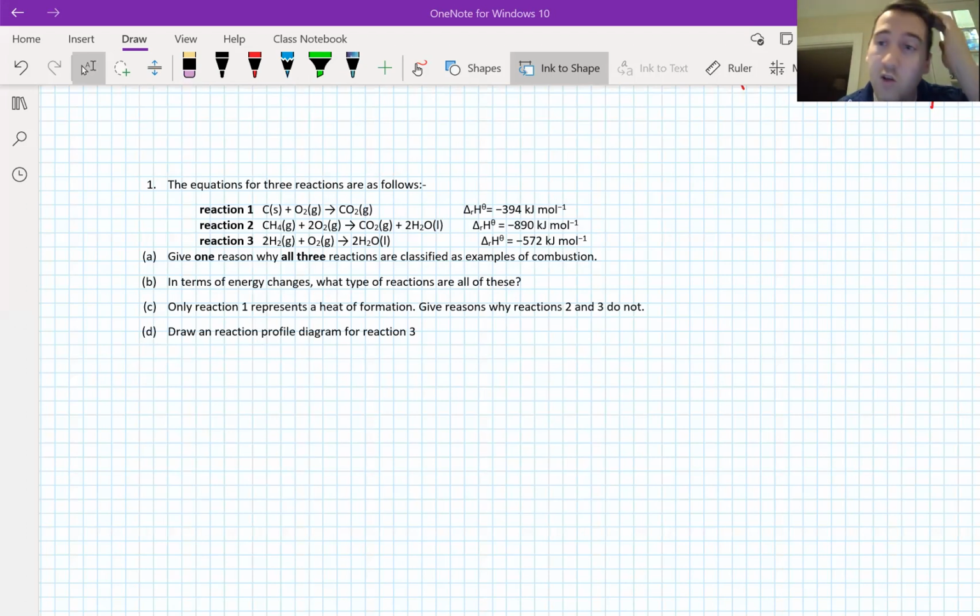Okay, so you should only be watching if you've written the answer to question 1A. They're all combustion reactions because they all involve burning a substance in excess oxygen, or they all involve burning a substance in oxygen. That's the key thing to a combustion. It's burning in oxygen. So that's why they're all classified as examples of combustion. Let's have a look at 1B now.